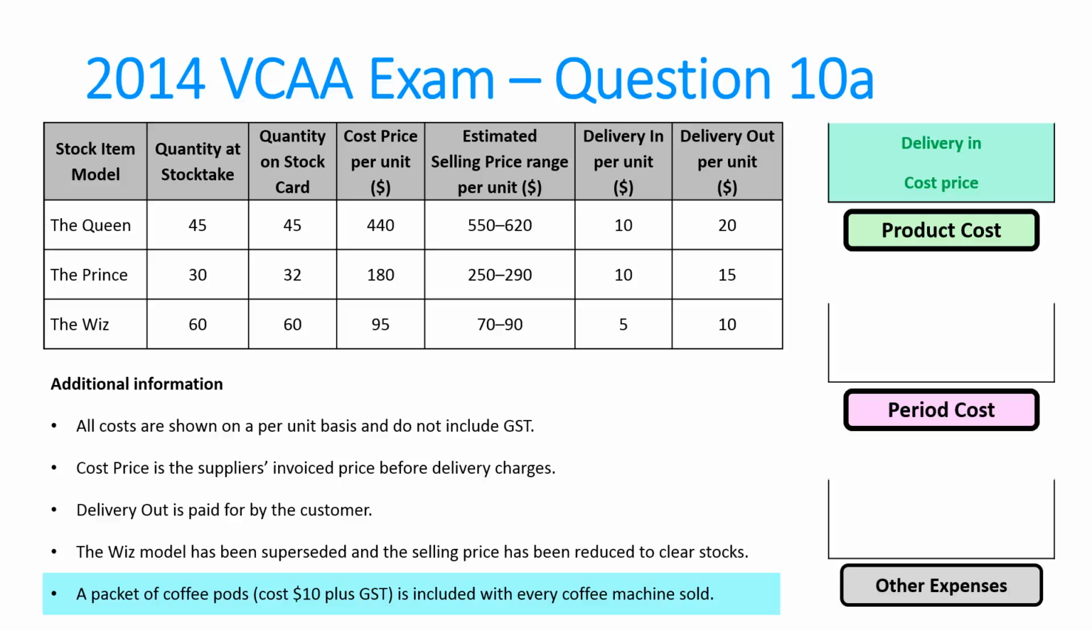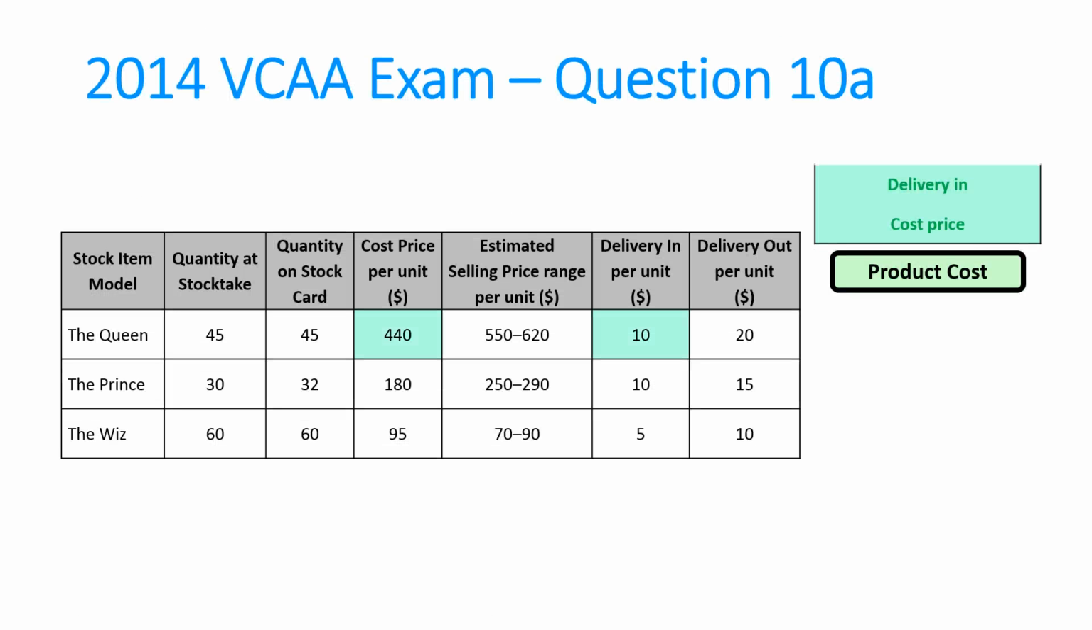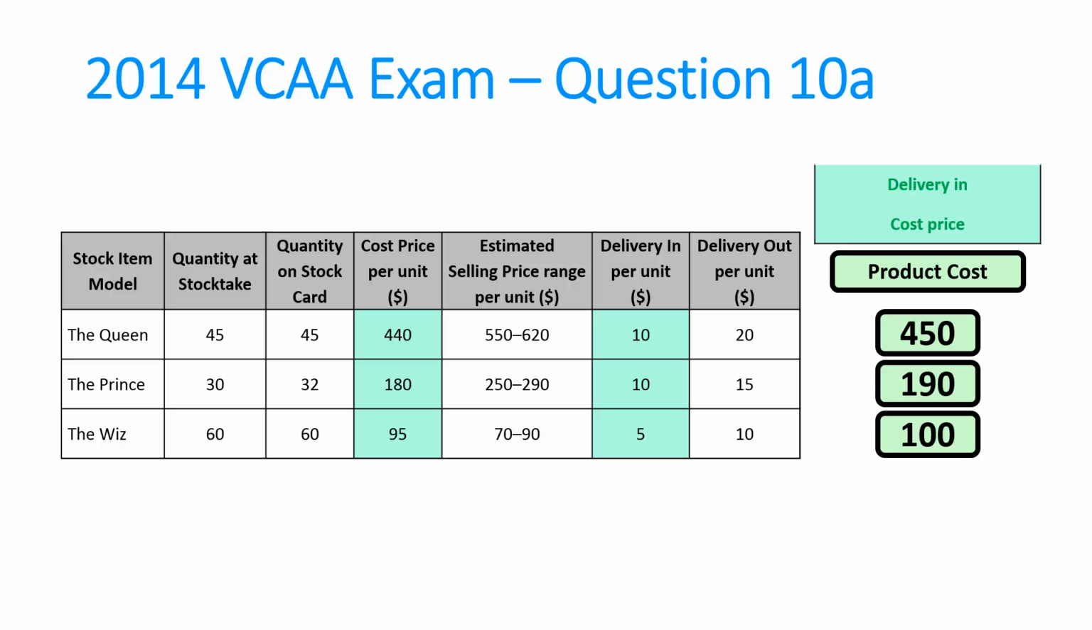The last one we need to worry about is the packet of coffee pods. I'm going to give these away as a sales promotion. They're going to cost me $10 each. So what I'm going to say is that because these are required after I've sold them as a promotion, they're actually going to be another expense. They won't be a product cost or a period cost. They'll be another expense. So what I can do now is figure out the product cost, which is the cost price plus the delivery in for each of these models. So for the Queen, it's $450. The Prince will be $190 and the Whiz will be $100.